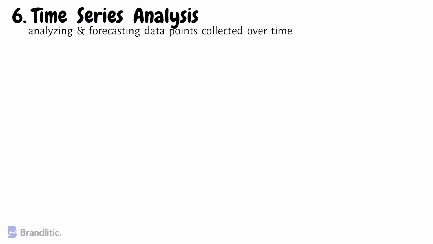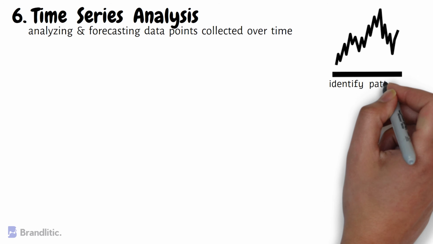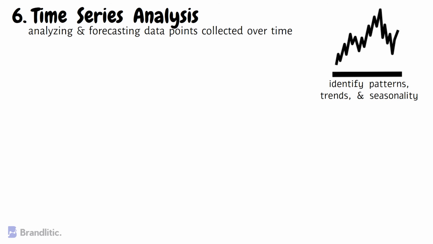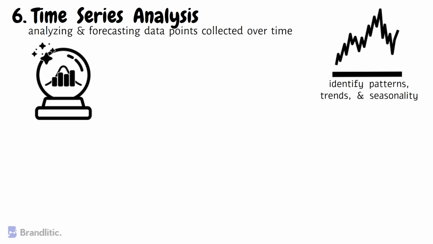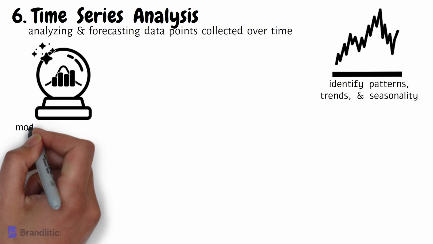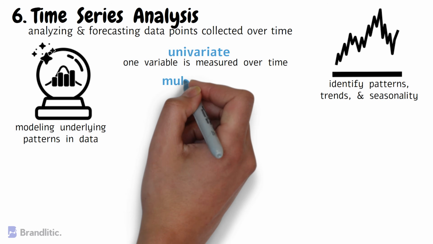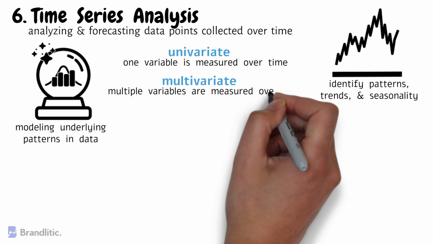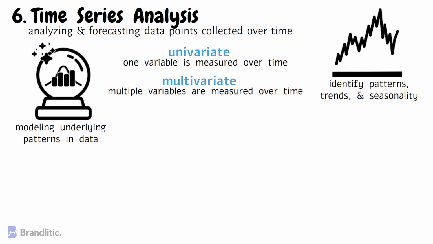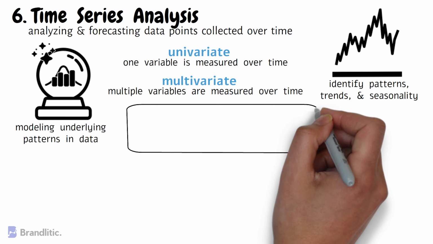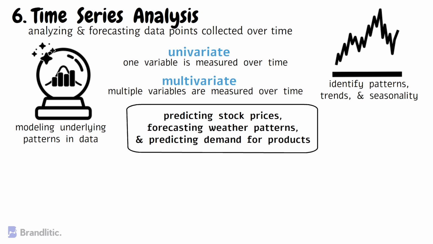It involves analyzing data points that are measured at regular intervals of time to identify patterns, trends, and seasonality. The goal of time series analysis is to make predictions about future values of the time series by modeling the underlying pattern in the data. Time series can be either univariate, where only one variable is measured over time, or multivariate, where multiple variables are measured over time. Time series analysis can be applied to a wide range of problems such as predicting stock prices, forecasting weather patterns, and predicting demand for products.